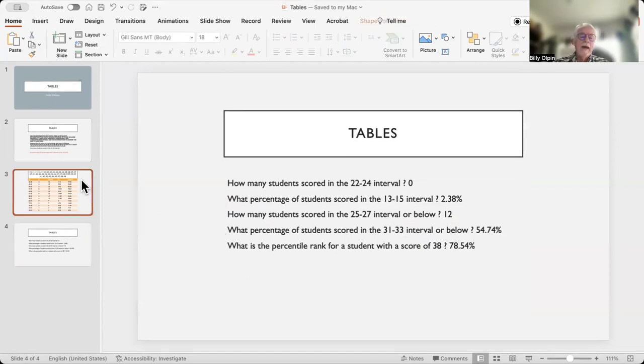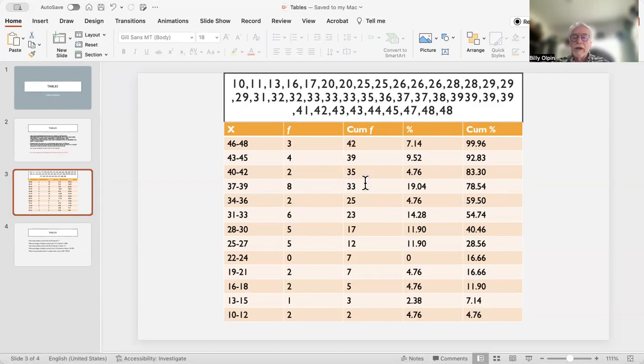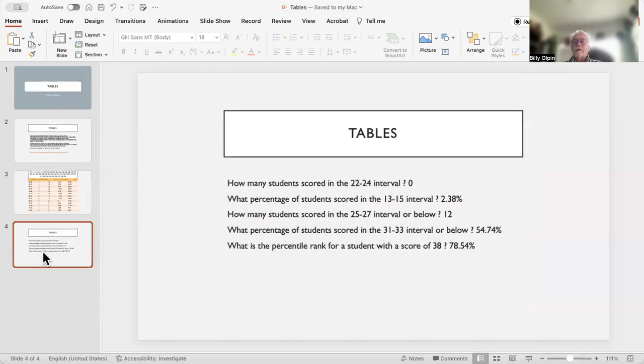Okay. Now, I want you to remember, even though it says 38, we're in the interval. So just look for the interval where 38 would be and march across. All right. So I hope this helps.